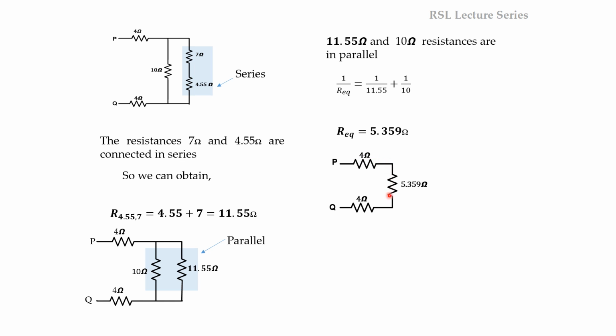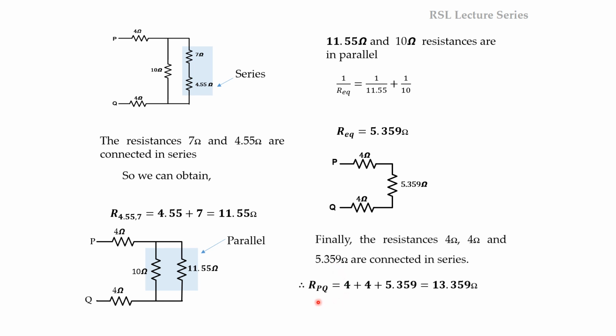3 resistors connected in series. So if we have 3 resistors connected in series, then the equivalent resistance is given by 4 plus 4 plus 5.359, that is equal to 13.359 ohms. Okay, this is the required value of equivalent resistance across P and Q.